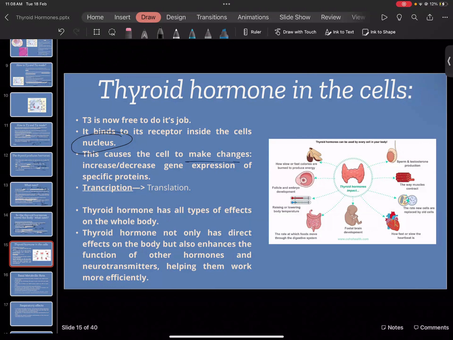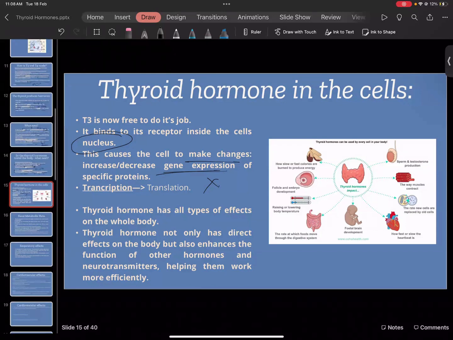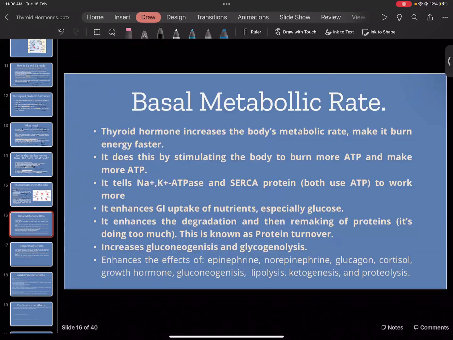This causes the cell to make changes. Basically, it enhances gene expression, or it tells it to stop making some proteins. So by gene expression, you either make proteins or you stop making proteins. Thyroid hormone has all types of effects all over the body. It has direct effects, but it also enhances the function of other hormones and neurotransmitters, helping them work more efficiently. Okay, so now we're going to talk about the effects of the thyroid hormone, starting with all cells. It has an effect on all cells. It increases their basal metabolic rate.